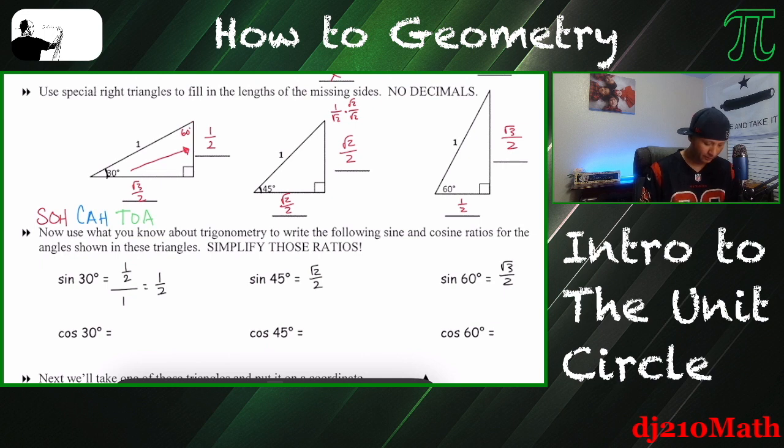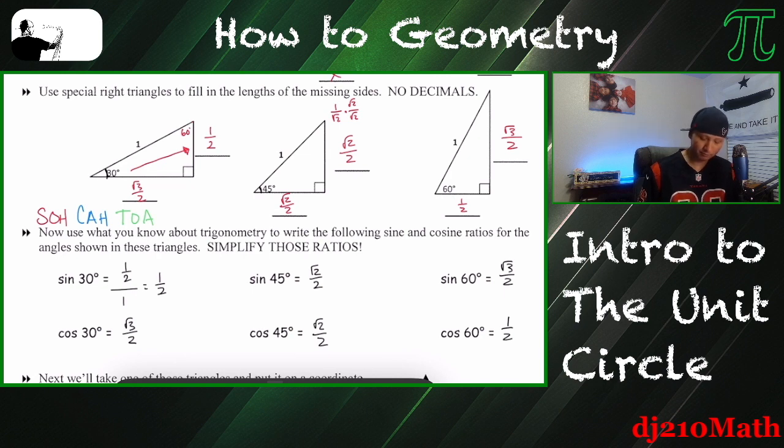So in a 30-degree angle, so cosine of 30, in the first example, we have √3/2 over 1. Again, I don't care about the over 1. So cosine of 30 is basically √3/2. Cosine of 45, same idea. Adjacent over hypotenuse, √2/2. And then lastly, cosine of 60 is going to be 1/2 over 1. So 1/2.